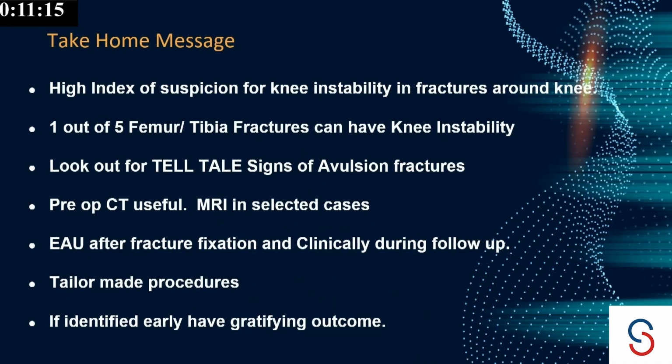So the take-home message here is a high index of suspicion for knee instability in fractures around the knee. 1 out of 5 to 6 femur or tibia fractures will have instability. We have to look for the telltale signs, at least for the avulsion fractures, which can be easily picked up. And CT is very useful, MRI in selected cases. Evaluation under anesthesia after fracture fixation has been a very important learning point for us. So we are able to grasp most of these instabilities on day one.